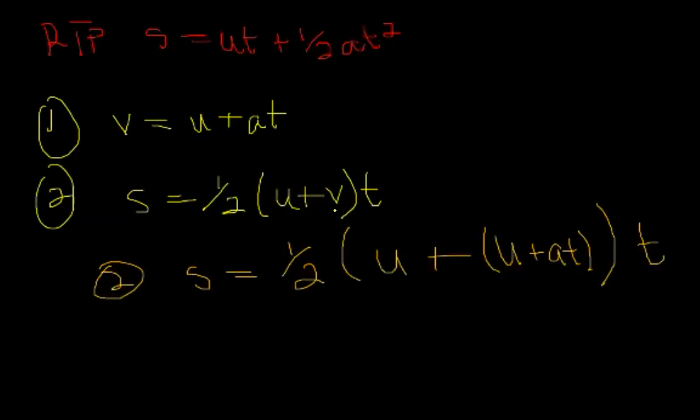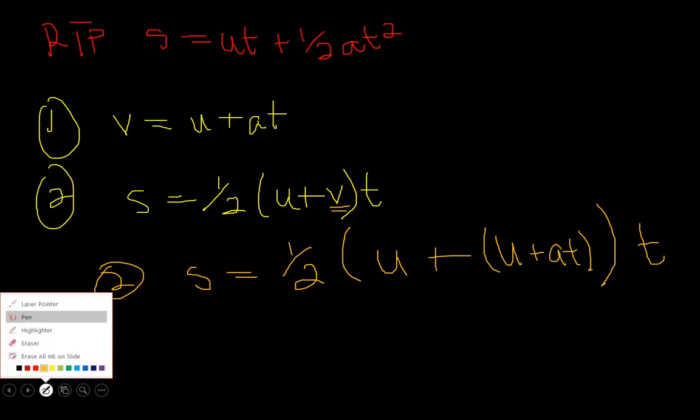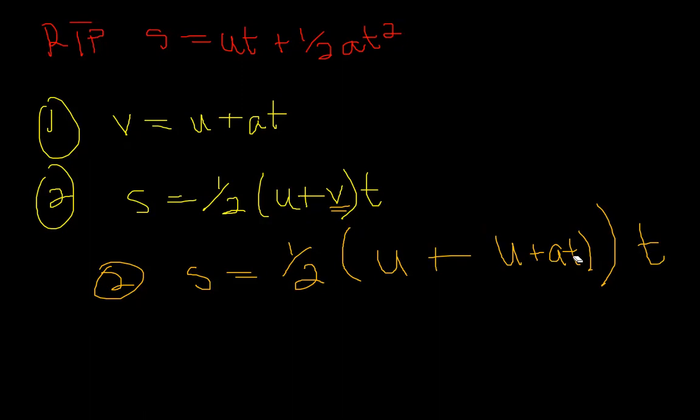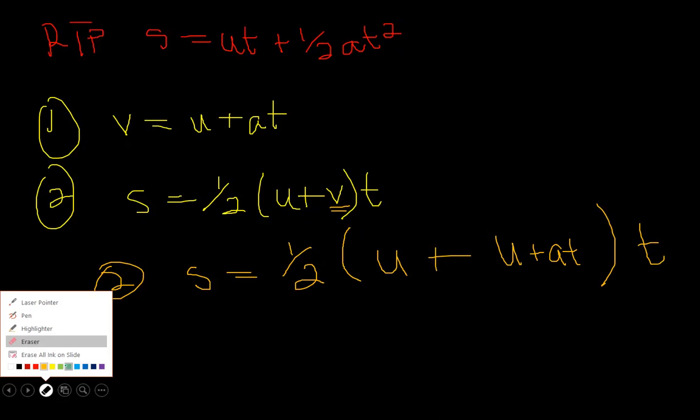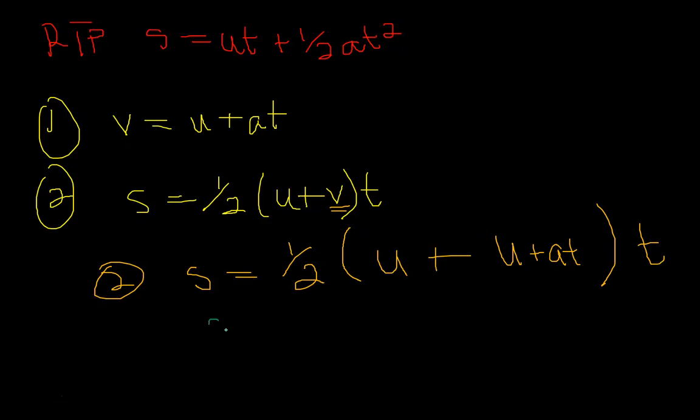All I did, instead of putting the V, I know that V from my first equation is the same as saying U plus AT. So instead of putting the V, I replaced it with U plus AT. That's all I did, right? Simplifying this, let me just remove the brackets. I just put the brackets to show you that I'm practically doing a substitution. Simplifying this a bit, right?